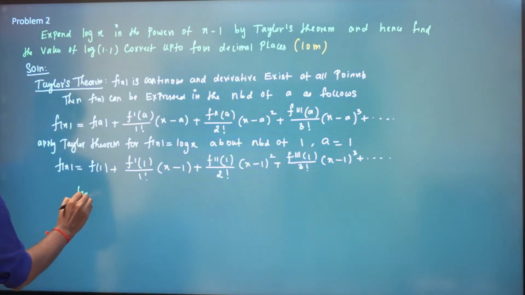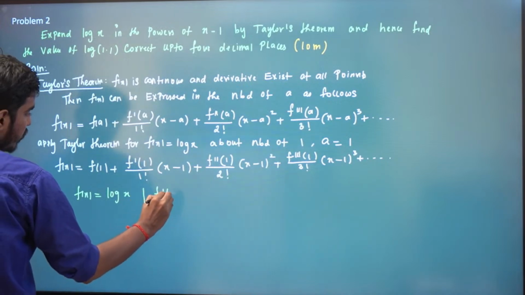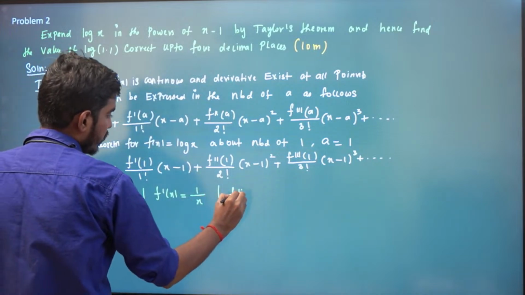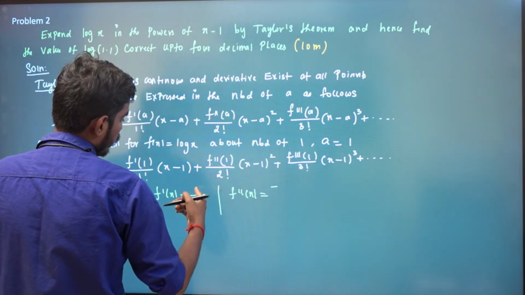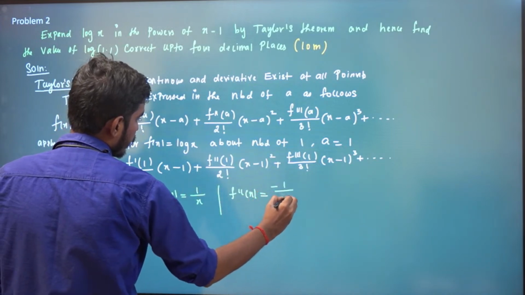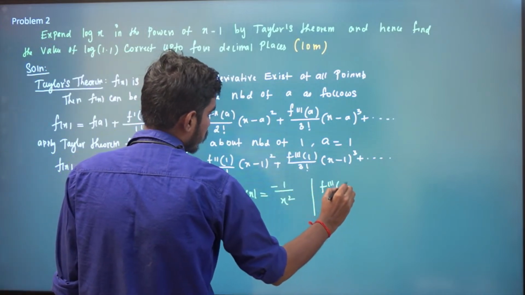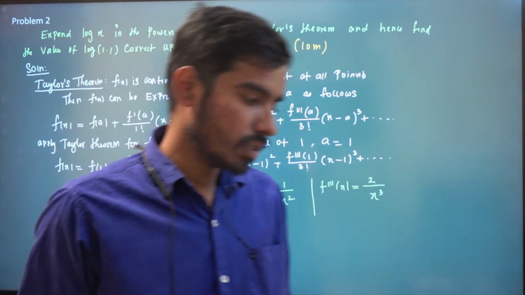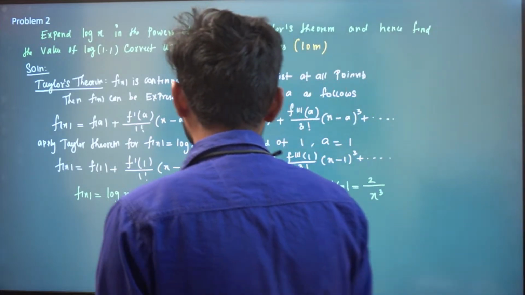So your f of x is log x. What is your f dash of x? f dash of x is 1 by x. What is f double dash of x? Derivative of 1 by x is minus 1 by x square, and f triple dash is 2 by x cube, right? So all these are very basic. I'm assuming that everyone knows how to differentiate a function, right? You will have 1 by x, minus 1 by x square, and then we have 2 by x cube.